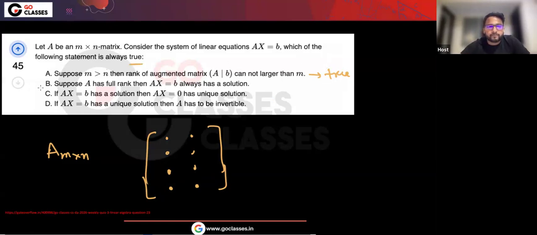So they are saying true, right? So A is the correct answer, but let's just see other options also. Suppose A is full rank, then AX equal to B always has a solution. So basically, full rank actually means full column rank, which means all the columns are linearly independent.